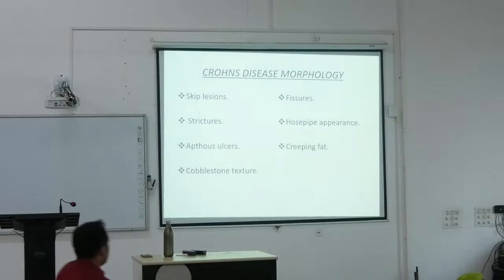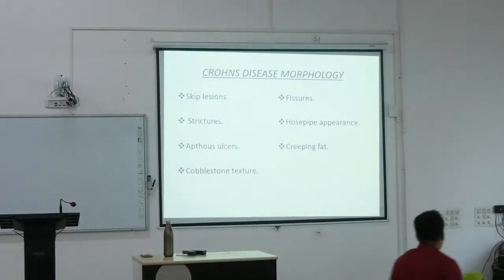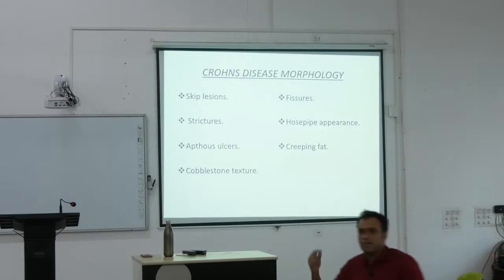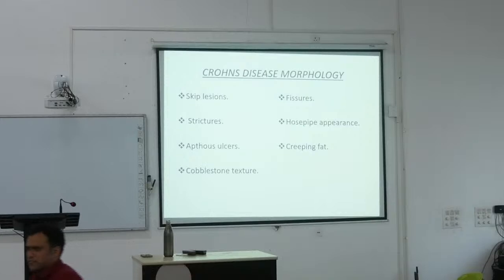So coming to Crohn's disease morphology, straight away. Though I have written skip lesions initially, the first and foremost thing is ulcer. It begins with an aphthous ulcer. What is an ulcer? How do you define an ulcer? You have been to surgery. How many days? Four months over in surgery. At least you have done it for 15, 20 days. So can you define an ulcer?